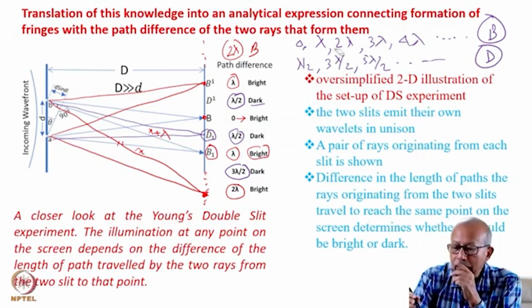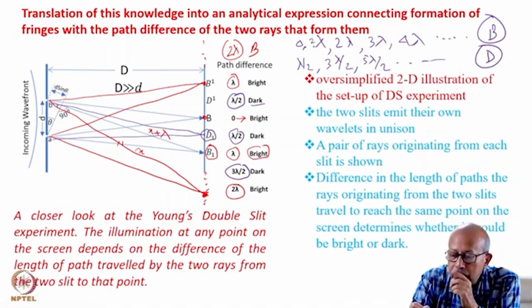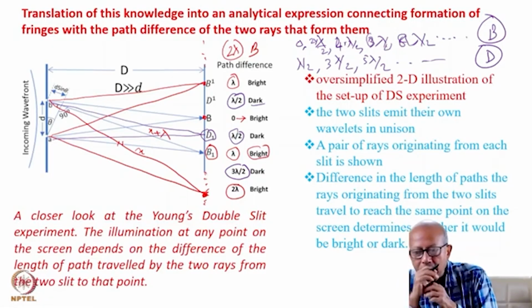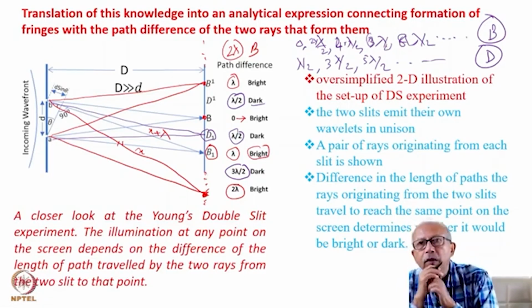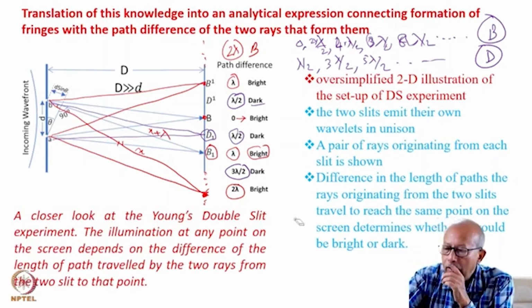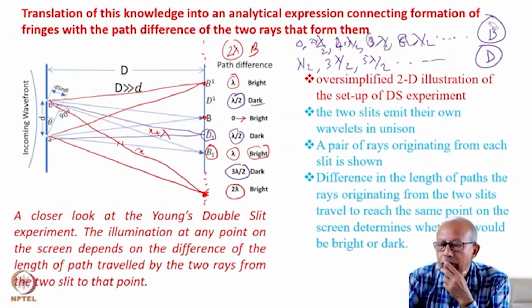So this lambda, you see, these are all odd multiples of lambda. Similarly, you can express lambda as 2 into lambda by 2, 2 lambda you can express as 4 into lambda by 2. This you can express as 6 into lambda by 2, 8 into lambda by 2. So we can say that whenever the path difference is an even multiple of lambda by 2, it is going to be a bright fringe. The two waves will interfere and make a bright fringe.